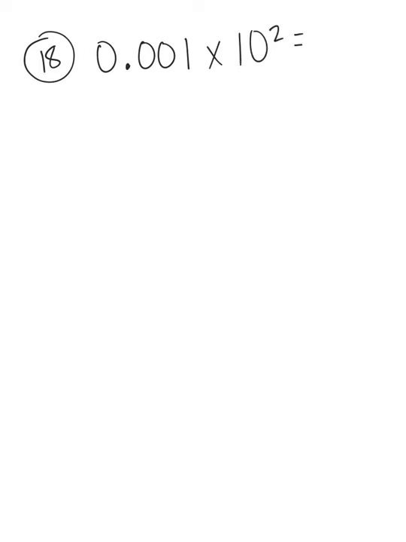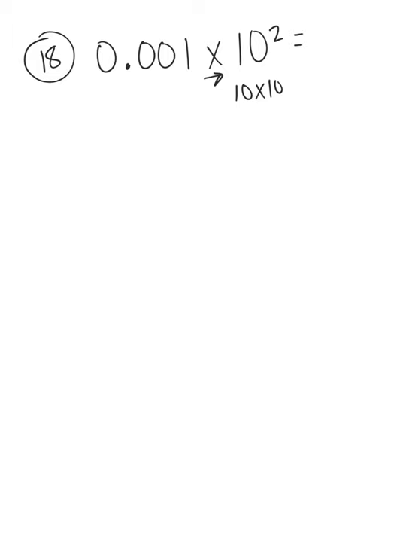All right, moving on to 18. 18 is 1,000th times 10 to the second place value, or 10 to the second power, or 10 squared, however you want to say it. And that is equivalent to 10 times 10 because you're multiplying it by 2 powers of 10. And we are multiplying, so I am moving my decimal place value to the right.